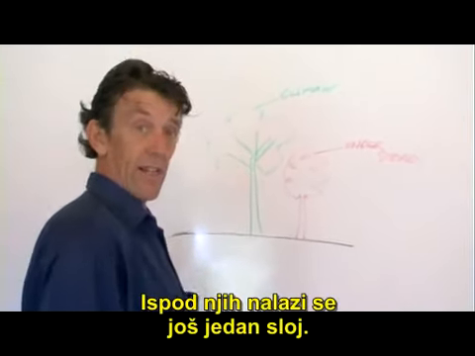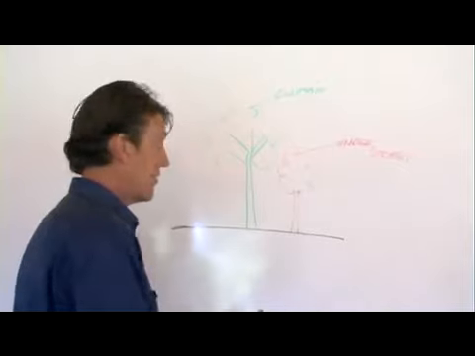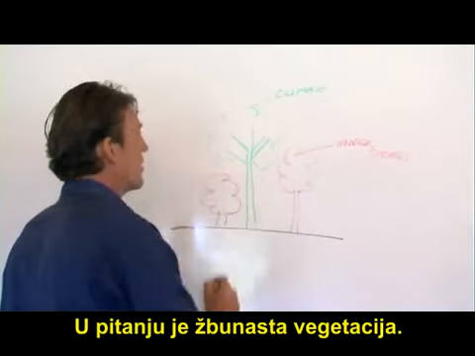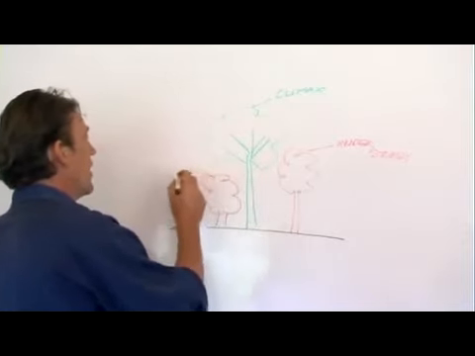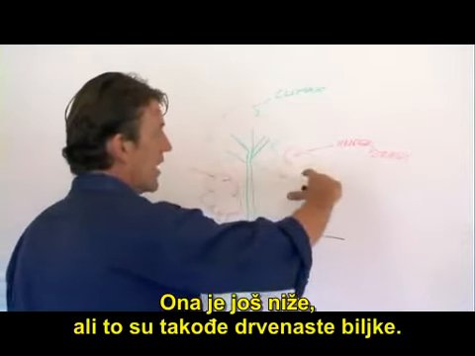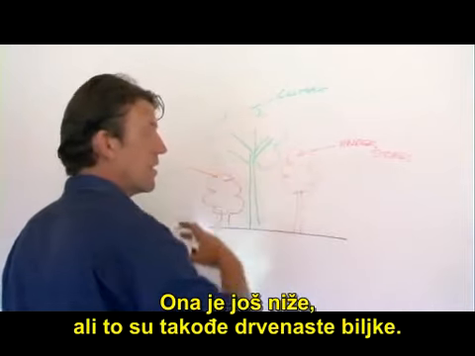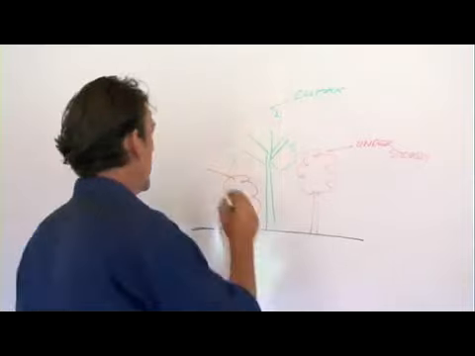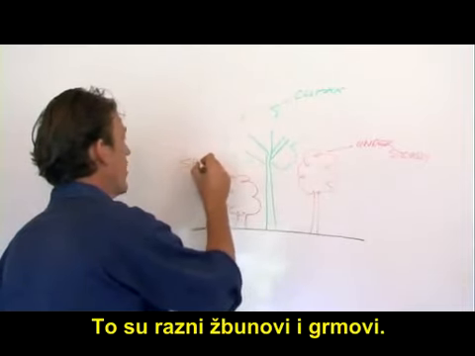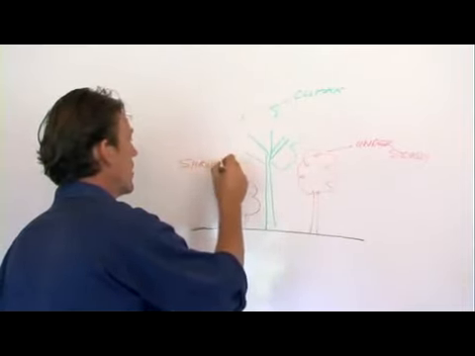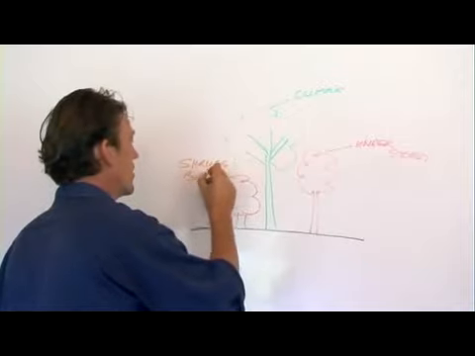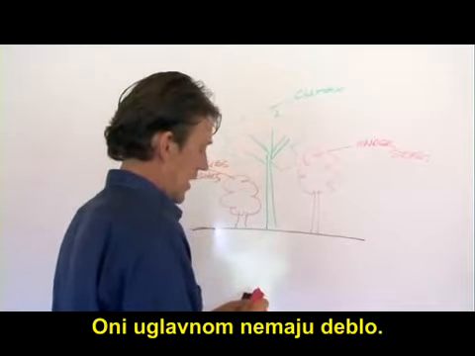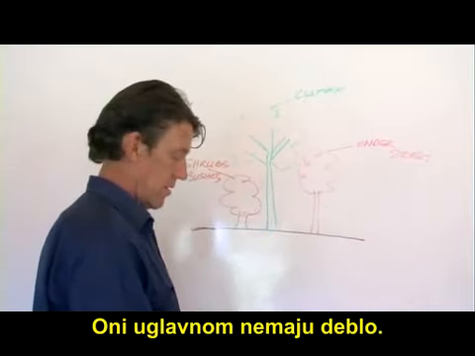Underneath those again, there's another layer. So this is the shrubs and bushes that are lower again. They're still woody plants. They're not herbaceous plants, non-woody plants, but they're shrubs and bushes, and they generally don't have a trunk.